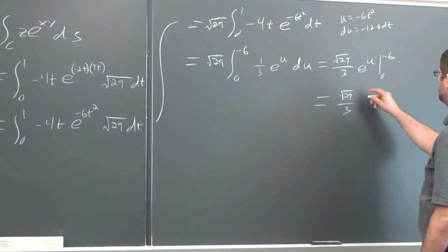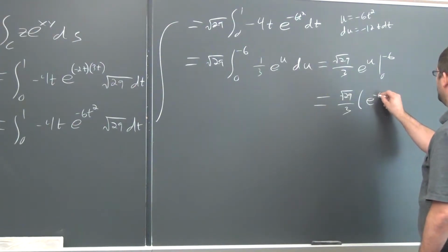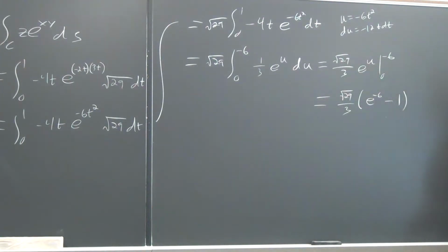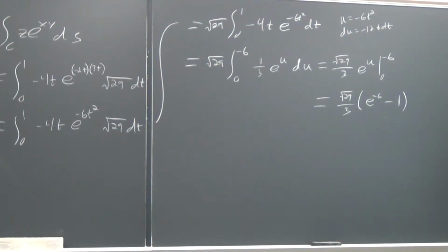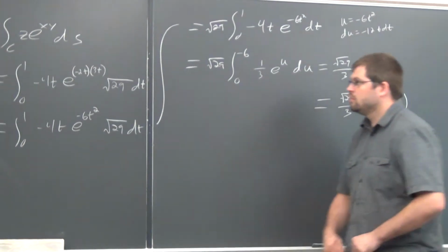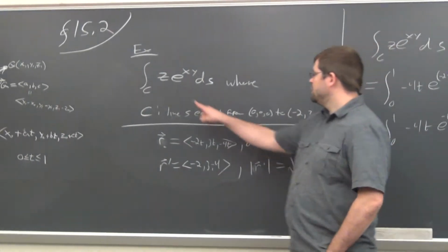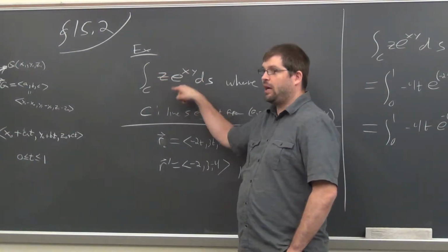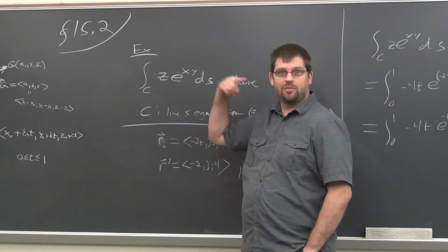And let's see. So we end up with e to the -6 minus 1. And we end up with a negative answer. Does that make sense with our function and with our curve? So we have this function z times e to the xy. That's what we want to integrate. If that thing was always positive, your answer should be positive, but we end up with a negative.